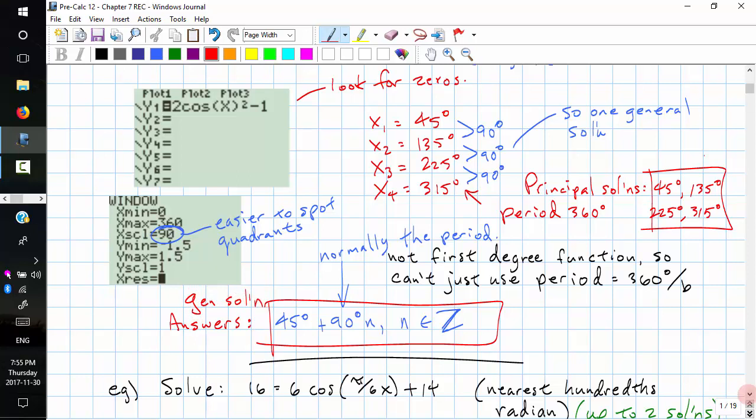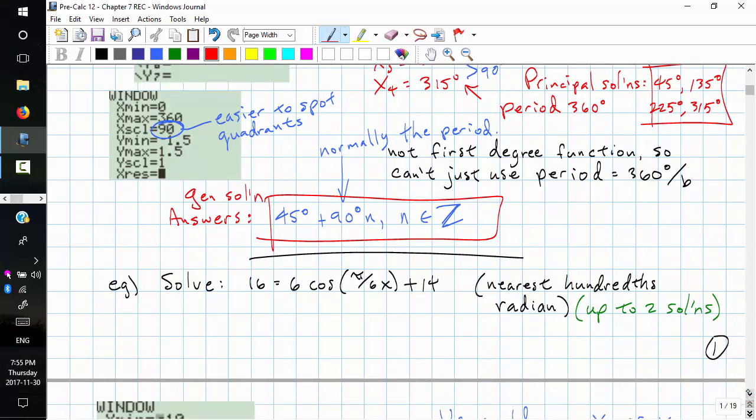Okay, let's look at the next example. We have this to solve: 16 equals 6 cos pi over 6x plus 14. We want to solve to the nearest hundredth. We have up to two solutions because this is a degree 1 trigonometric function. To solve, we go 0 equals 6 cos pi over 6x, with minus 16 coming over to this side, so 14 minus 16 is negative 2.